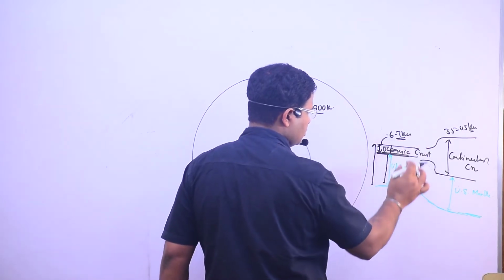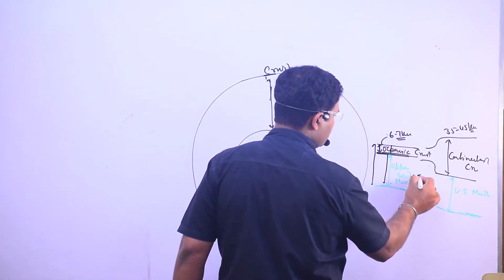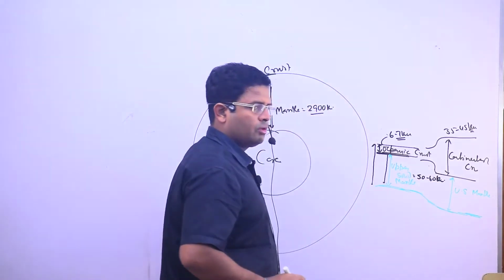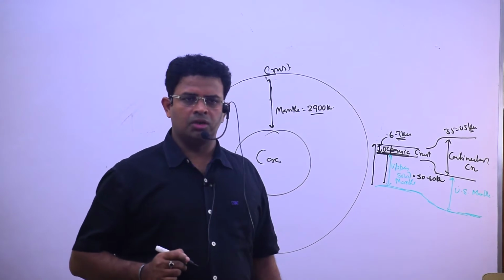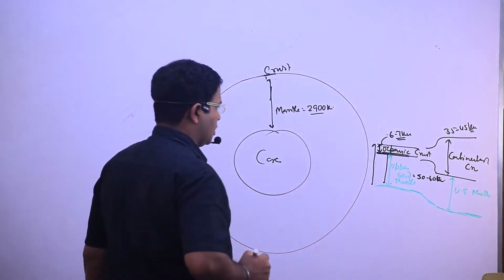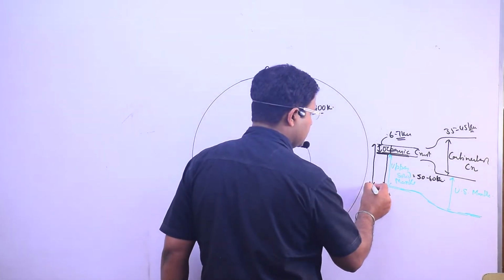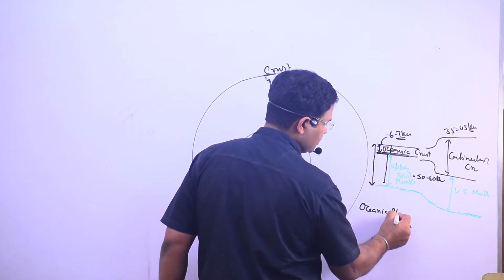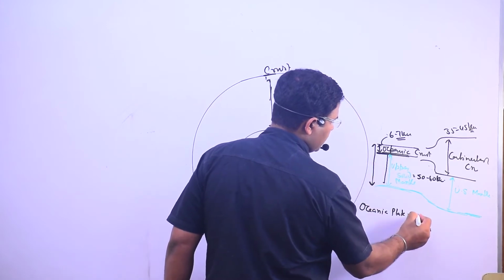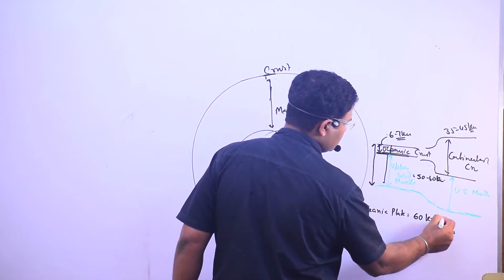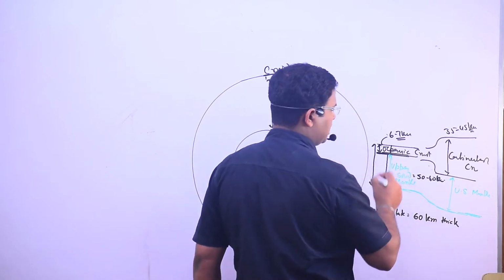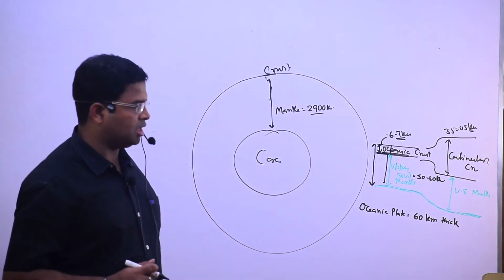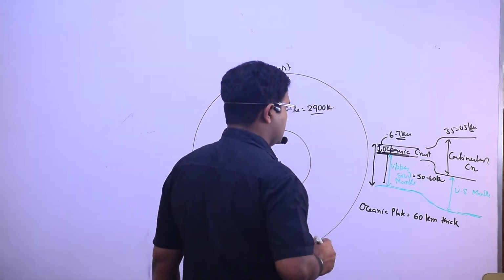Now the crust 6 to 7 and the upper solid mantle thickness is around 50 to 60 kilometer. On the basis of that, we can say our oceanic plate becomes around 60 kilometer thick, because a plate is made up of crust plus upper solid mantle.